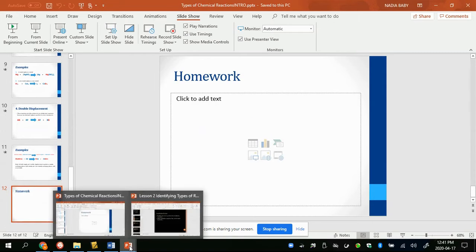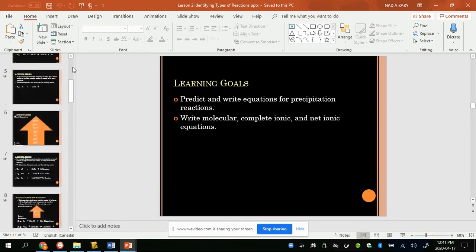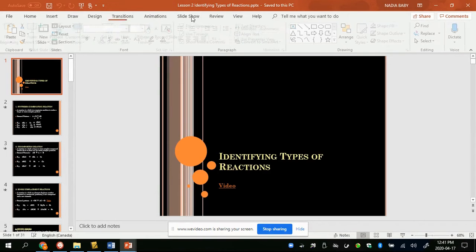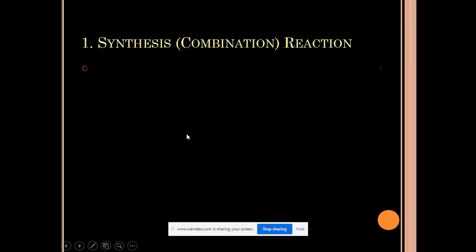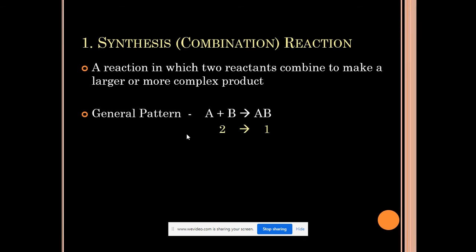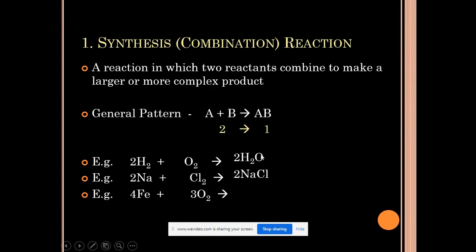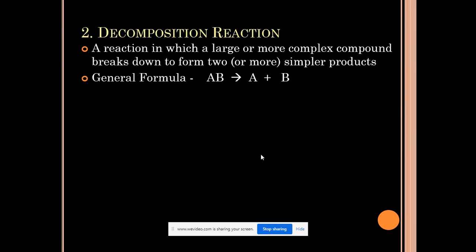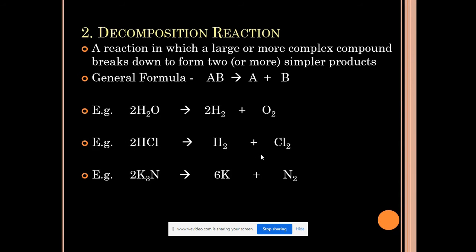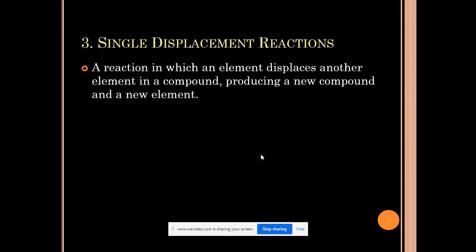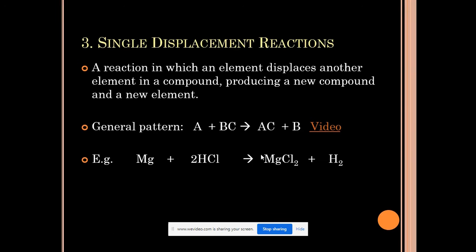Okay, so we're going to go to the second PowerPoint here. And this is just another recap of types of reactions. So again, synthesis is when you combine A plus B to form AB. The simplest example is making water. These are some examples. Decomposition is the breaking down of a reactant to make products. Single displacement reactions, I encourage you to watch this video here. I am posting these two PowerPoints on Google Classroom, by the way.